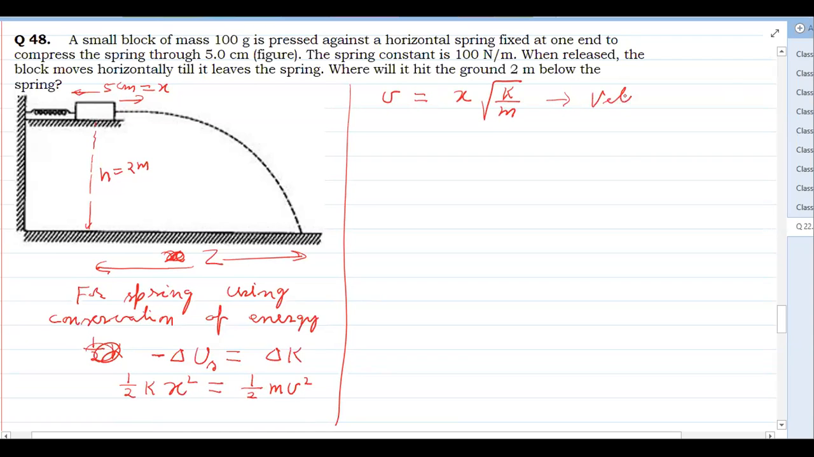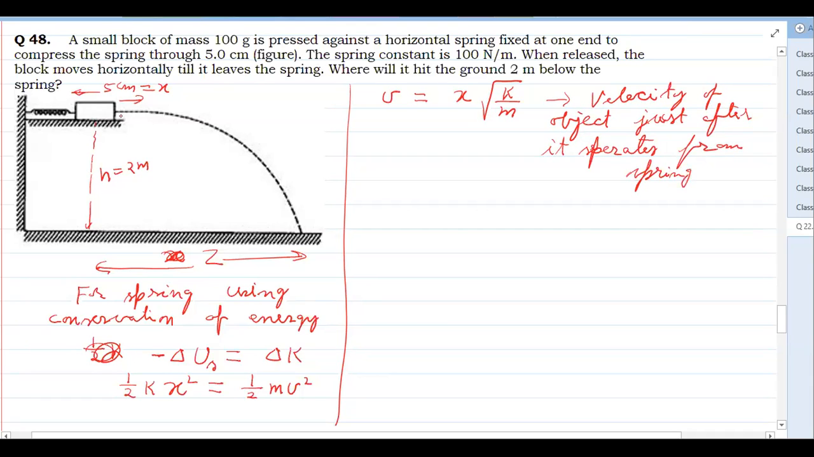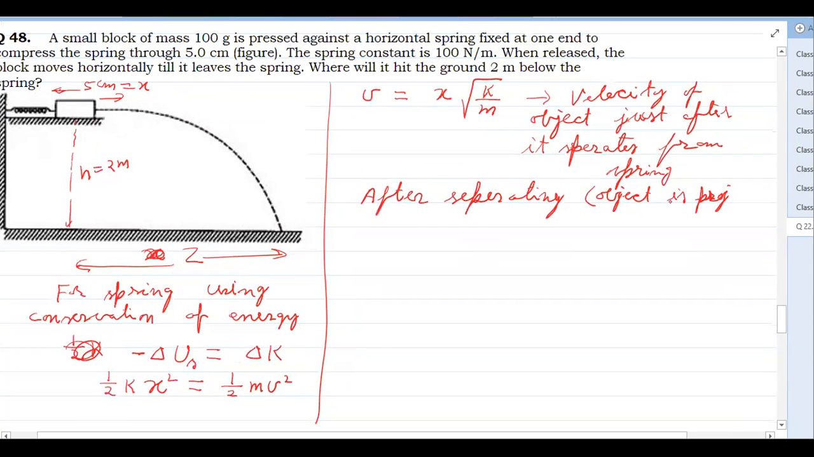So this is the velocity of the object just after it separates from the spring. Okay, so this is the velocity. And now after separating, it becomes a projectile. So after that point, we will solve separately as a projectile. After separating, it becomes a projectile. Object is a projectile. Okay, horizontal projectile or half projectile.